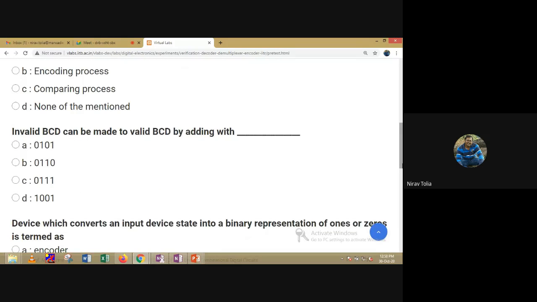Okay, so second one. Invalid BCD can be made to a valid BCD by adding what? Suppose you remember the BCD addition. If you remember the BCD addition, we have 6 invalid codes in a BCD, which is binary coded decimal. So when we are adding two numbers and the output is an invalid BCD code, then we have to add some number. Which number is it? Either 0101, 0110, 0111, or 1001.